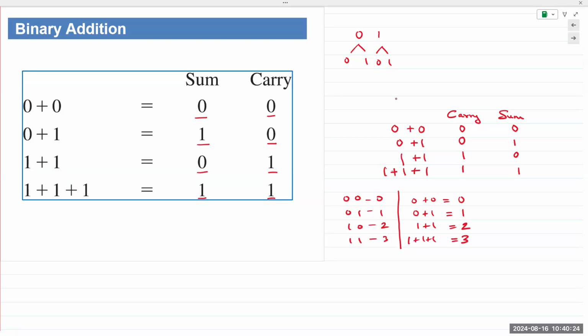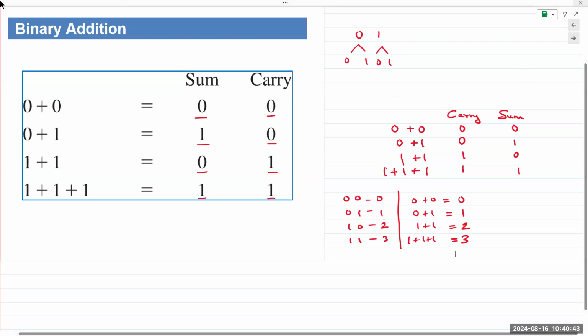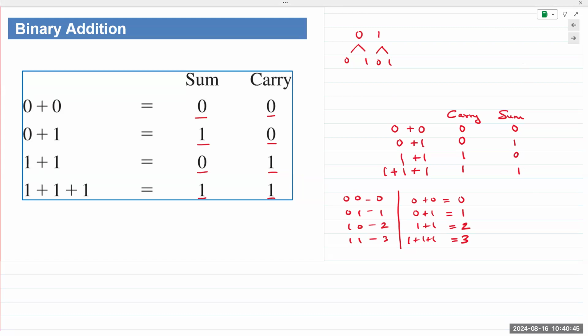Let's take a pause while you look at that. See if it makes sense. Does it make sense?